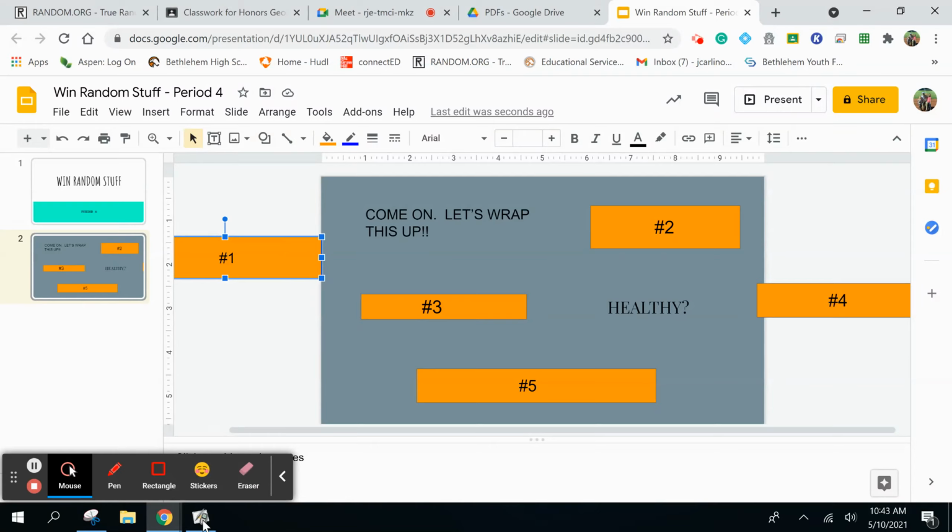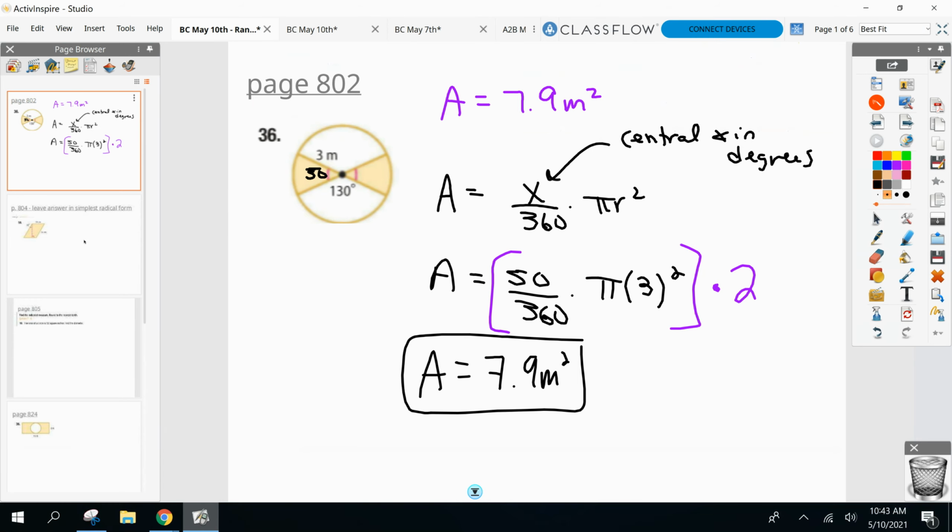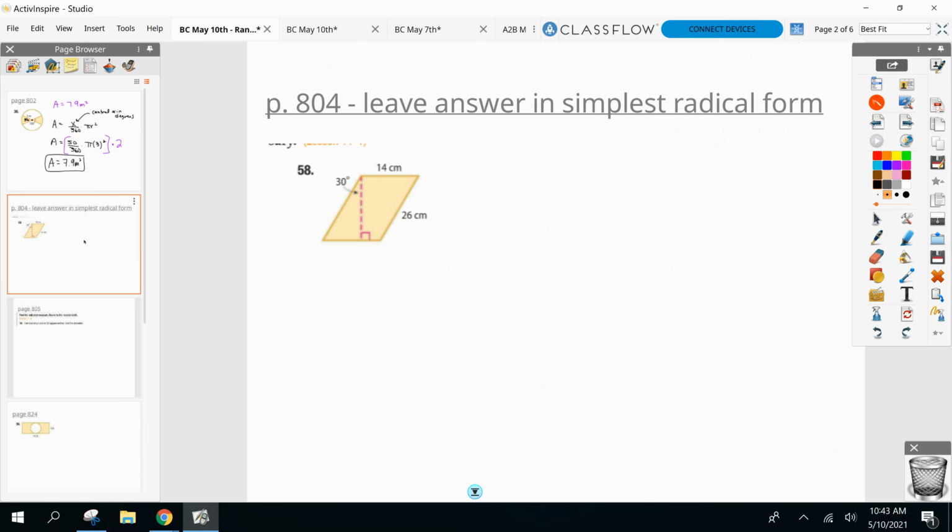All right, moving on. Here we go. Please go to page 804 now. I am going to change the directions here. I know it says nearest 10th, but we don't roll that way. Simplest radical form. All right, number 58 on page 804. Number 58, please find the area of that parallelogram in simplest radical form, not nearest 10th. I'm going to force you guys to know your rules. Parallelogram.